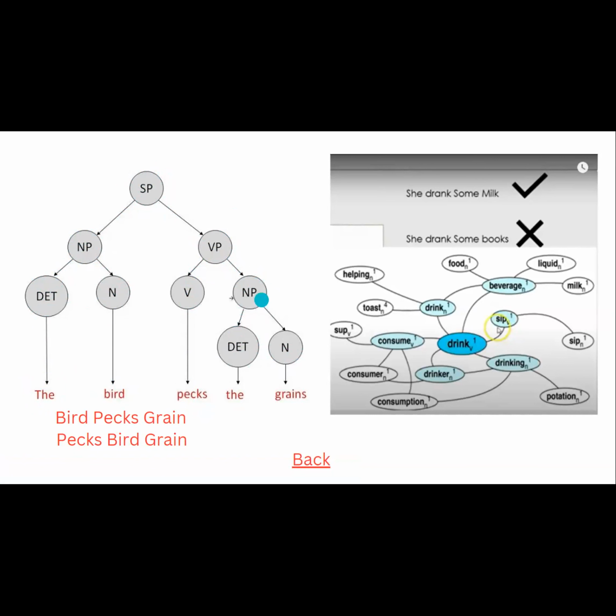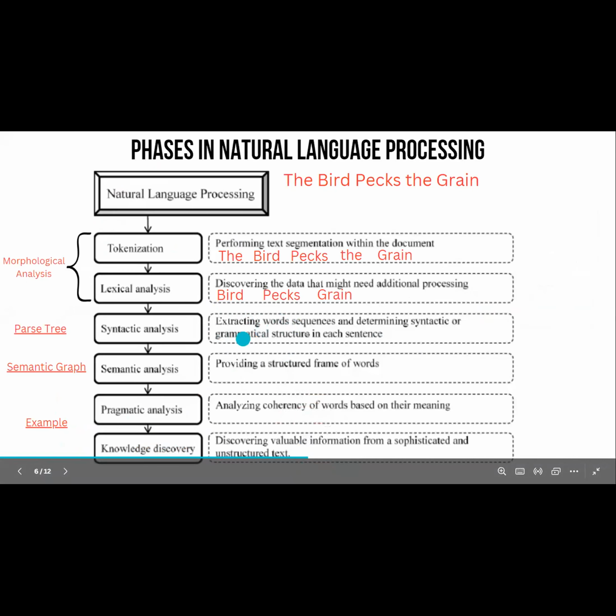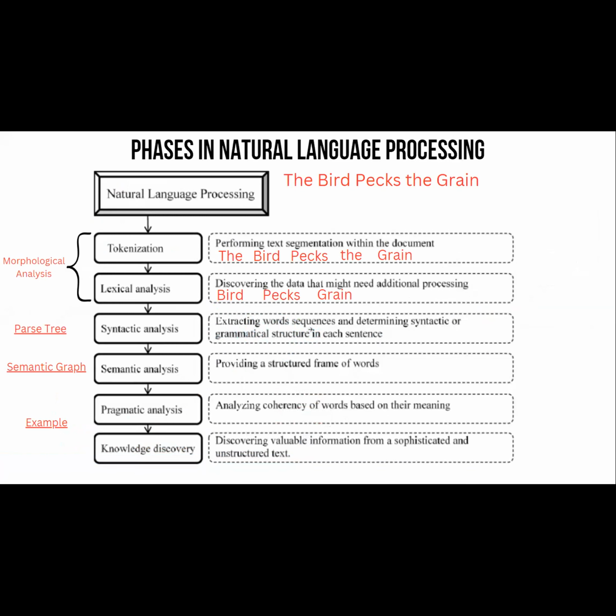Now we cannot have a noun phrase starting with a verb over here. Okay, so the sentence goes left to right: noun first and then the verb. We cannot have the verb at the left. So this is the parse tree which is generated. So bird pecks grain, this is valid. Pecks bird grain, this is not valid. So the parse tree is generated in this particular phase, and then the grammatical structure is checked and the correct and incorrect sentences are classified.